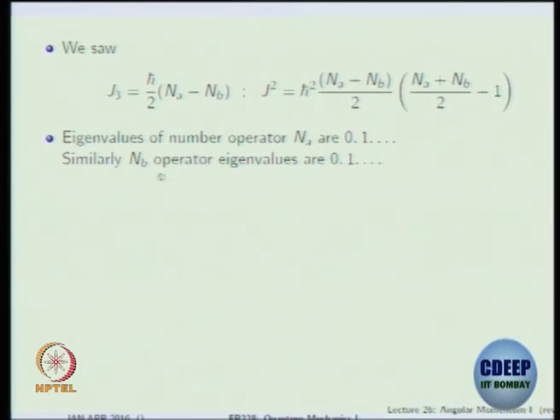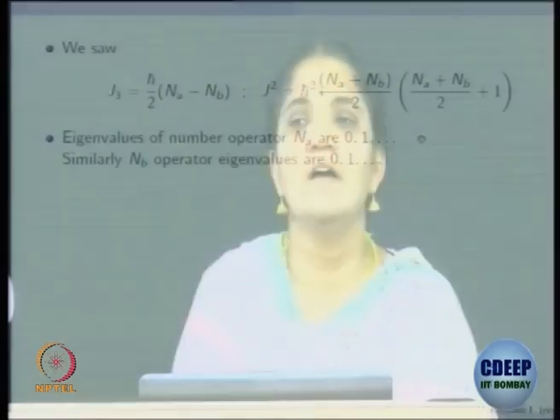Similarly, the number operator for B operator is also similar. They are independent. It is not required that if you find Na in the first excited state, number operator Nb can be in the second excited state or some other excited state or ground state. They are independent oscillators.